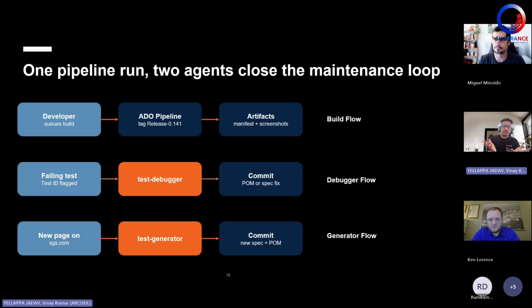And whenever a new page is created on SES.com, we use the test generator to generate a test case or multiple test cases, depending on the page, and we commit them. These are the three flows that we have.